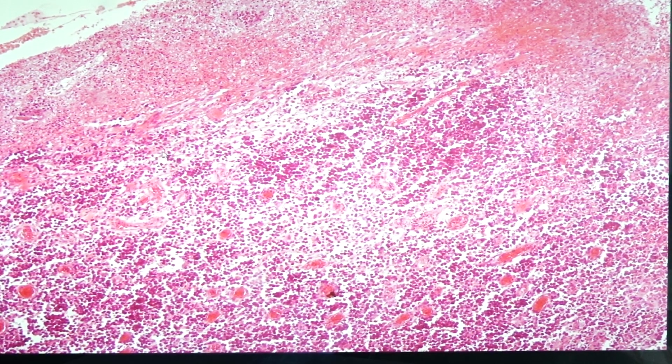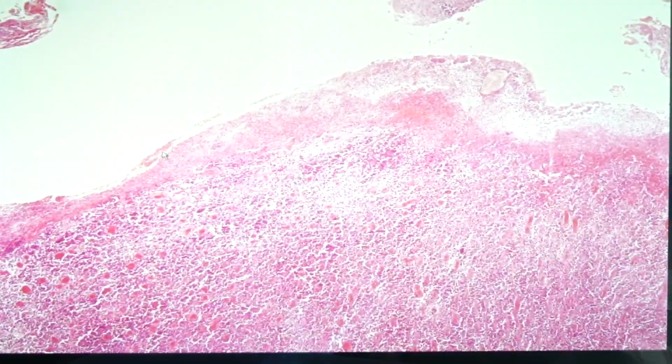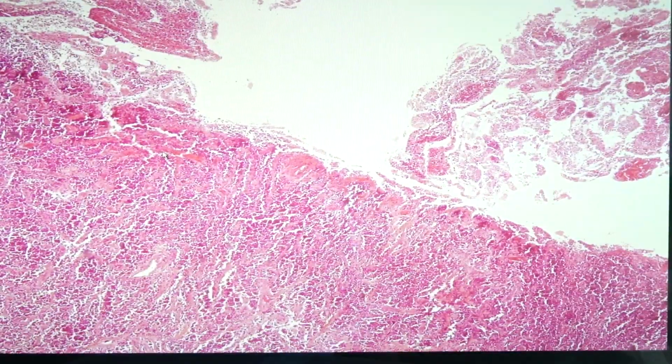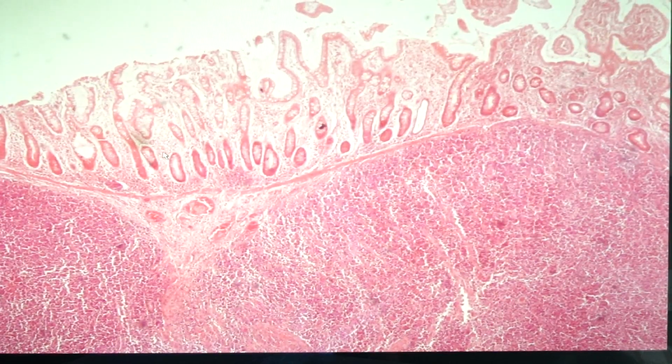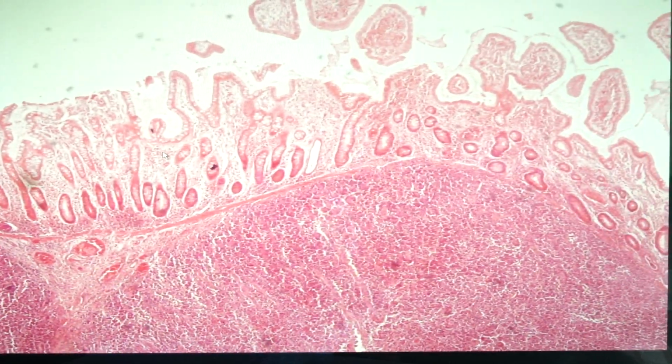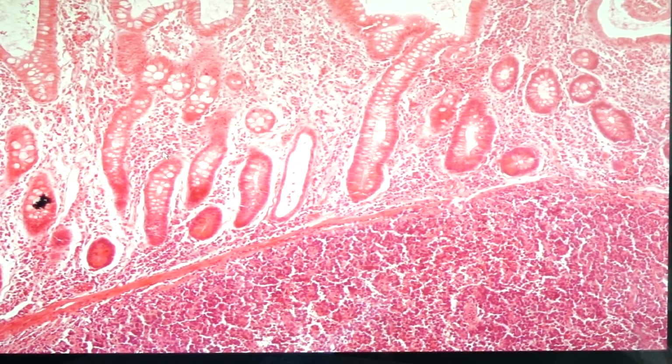Okay, so diffuse large B-cell type, it can be nodal or extranodal. Let's go into the tissue because it can be nodal or extranodal, so you have to determine whether this is nodal or extranodal. Okay. So what you see here would be the presence of glands. So presence of glands, this would be colonic tissues. So this is an extranodal lymphoma.